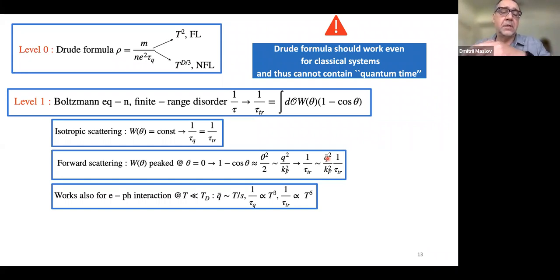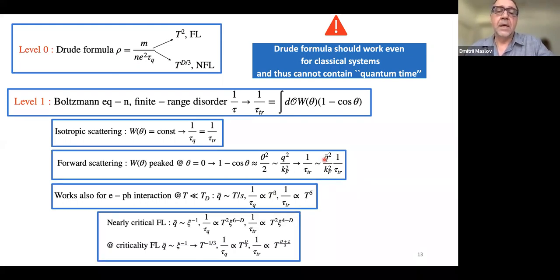For example, electron-phonon interaction at temperatures much smaller than the Debye temperature. Typical momentum transfers are small. They are of the order of the momentum of a thermal phonon, temperature over speed of sound. And one of the quantum time scales is tau_Q, and the transport time scale is tau_tr. And the difference is precisely the square of the typical momentum.